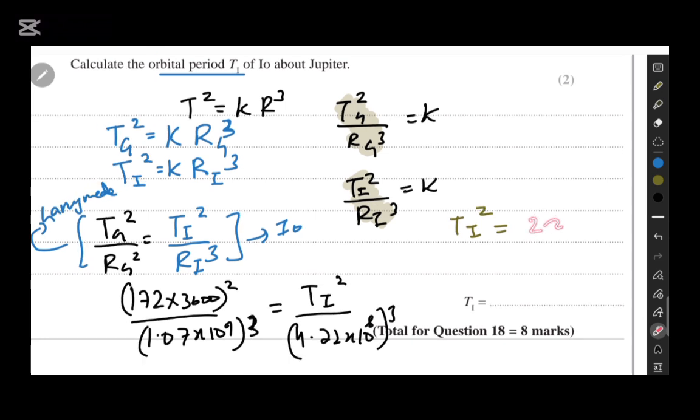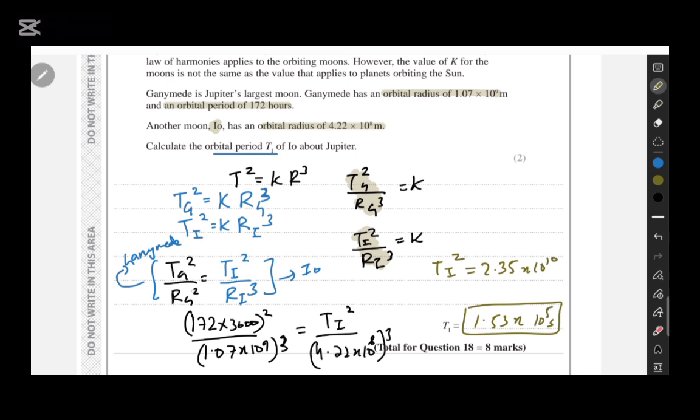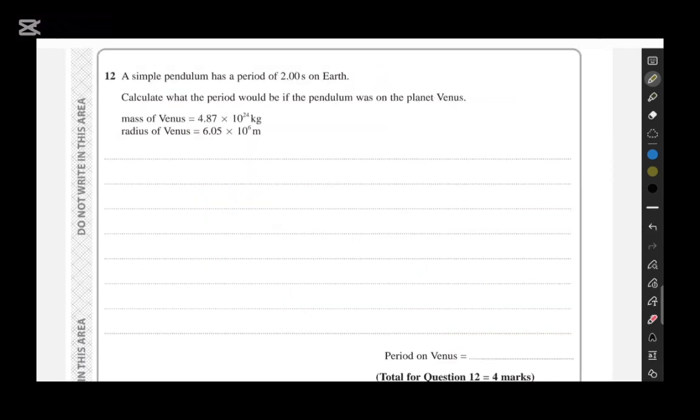So this is going to be 2.35 times 10 to the power of 10. And the final value of the time period is 1.53 times 10 to the power of 5 seconds. That's going to be your answer. Also, this is cubed.